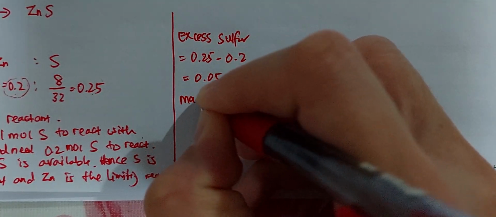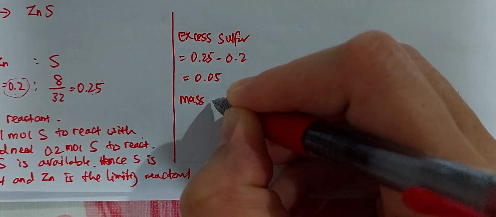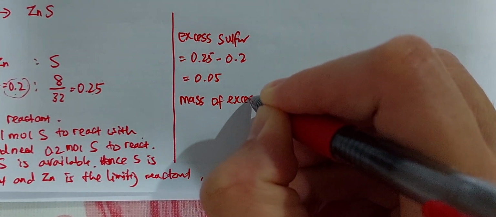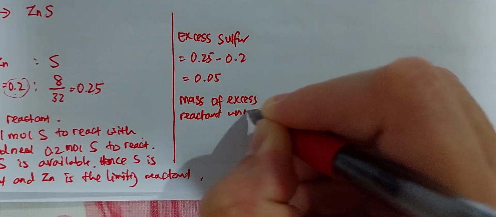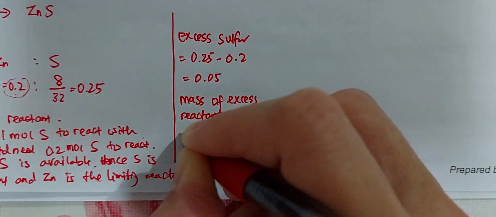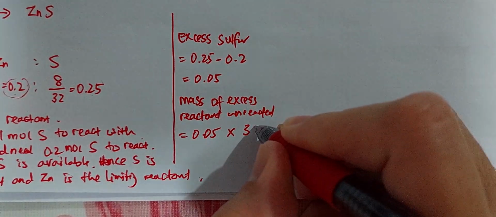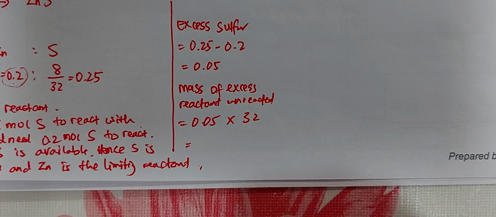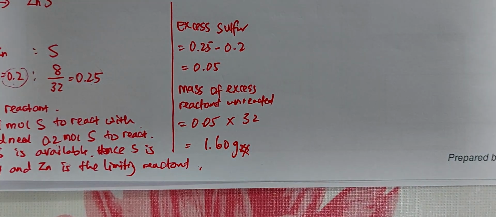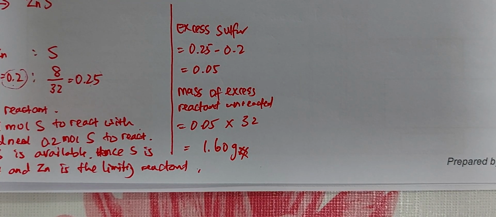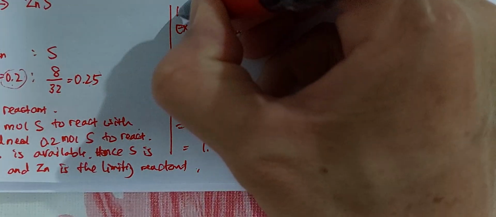But the question wants, calculate the mass of excess reactant unreacted. So the mass of excess reactant unreacted would be 0.05 times sulfur, right? The Ar is 32, and that would give you 1.6 gram. This is actually part B.